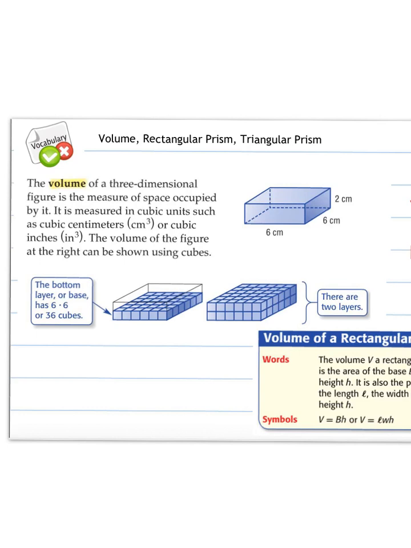And a rectangular prism is a three-dimensional shape that has a base of a rectangle. And a triangular prism is three-dimensional but has a base of a triangle.